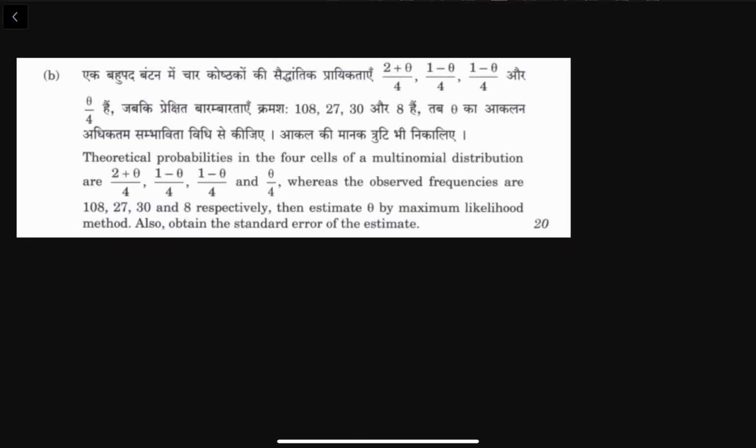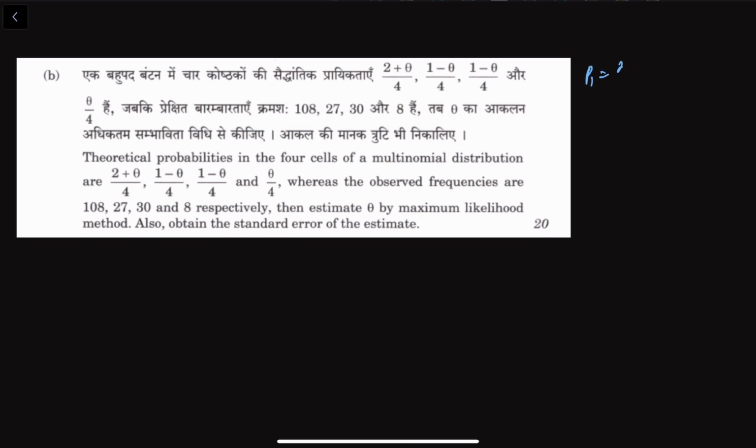In this video, I'll be solving the second part of the third problem of UPSC Civil Services 2022 Statistics Paper 1. The theoretical probabilities in the four cells of the multinomial distribution are (2 plus theta) by 4, (1 minus theta) by 4, (1 minus theta) by 4 and theta by 4, and their respective observed frequencies are 108, 27, 30 and 8. We need to estimate theta by the maximum likelihood method, and also obtain the standard error of this estimate.